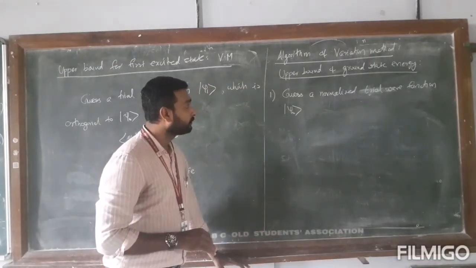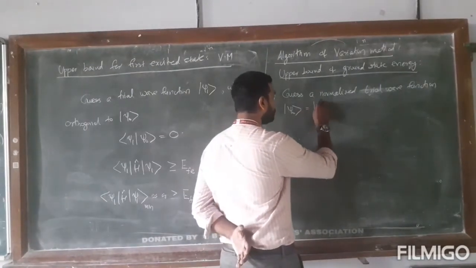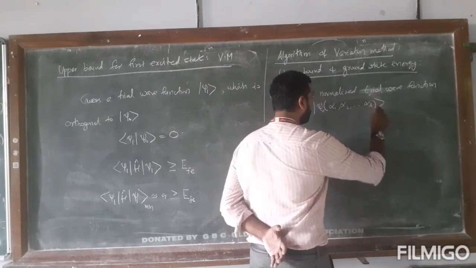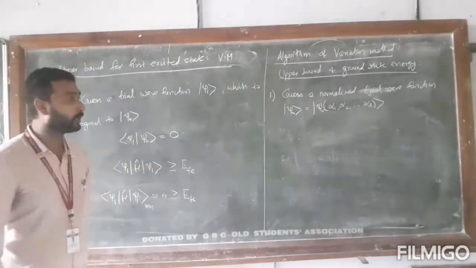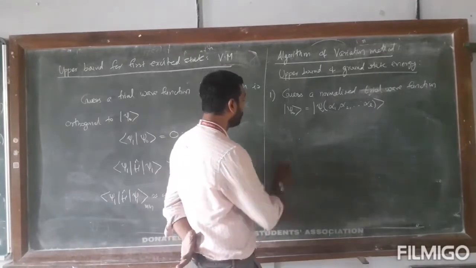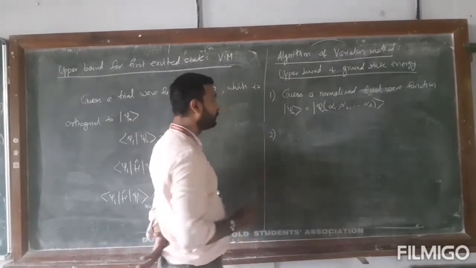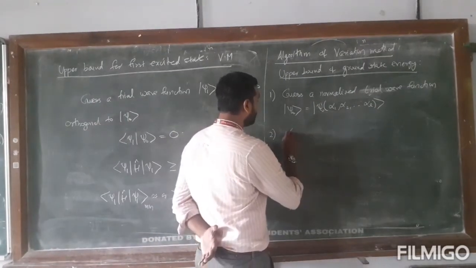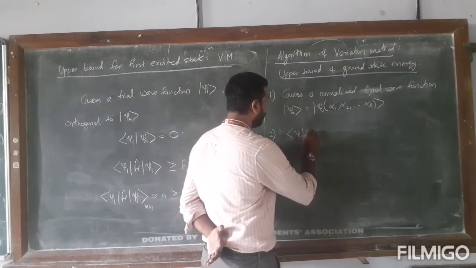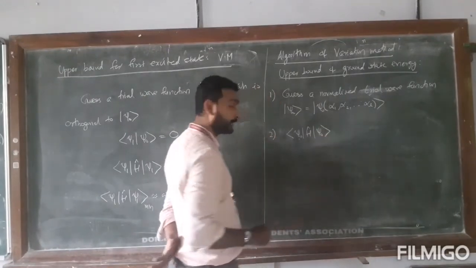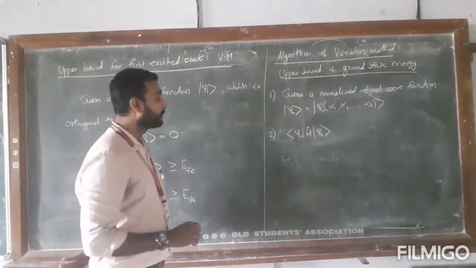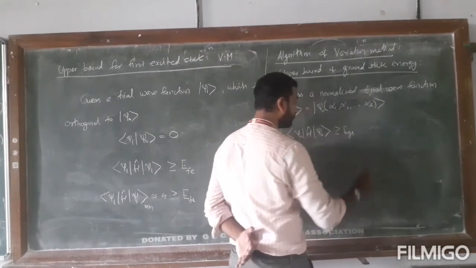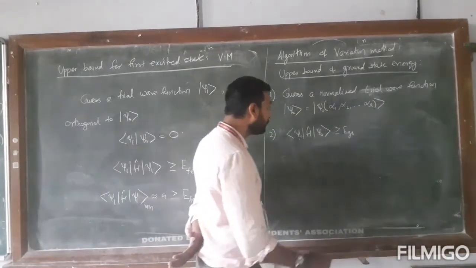Okay, so guess a normalized wave function psi 0. Now this psi 0 must be a function of some parameters. Okay, these alpha 1, alpha 2, etc., alpha L are the parameters. Then the second step is that we will find the expectation value of the Hamiltonian in psi 0. Okay, so this would always be greater than or equal to the ground state energy. Okay, now minimize.